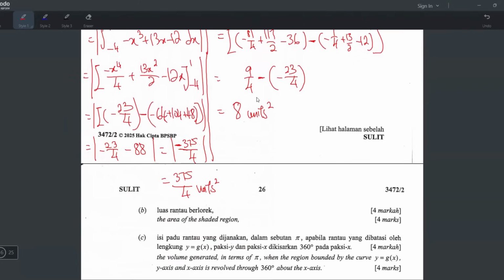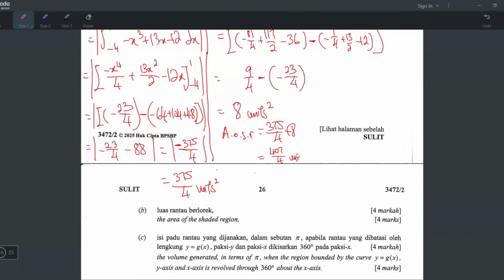This one and this one, plus. So I'll write here total. Okay, don't write total. Write area of shaded region. Area of shaded region equals 375 over 4 plus 8. Okay, what do you get? 407 over 4. Let me try. Yeah, 407 over 4.